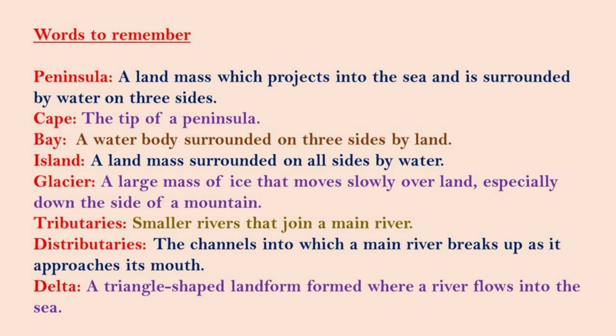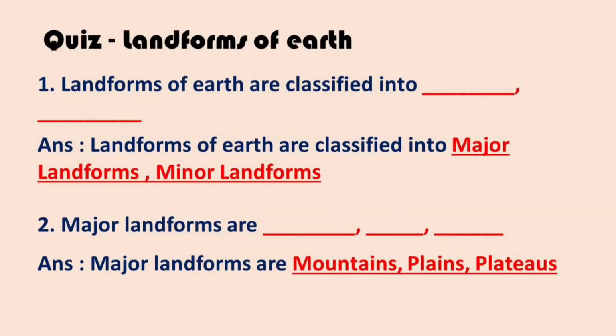Distributaries, the channels into which a main river breaks up as it approaches its mouth. Delta, a triangle-shaped landform formed where a river flows into the sea.